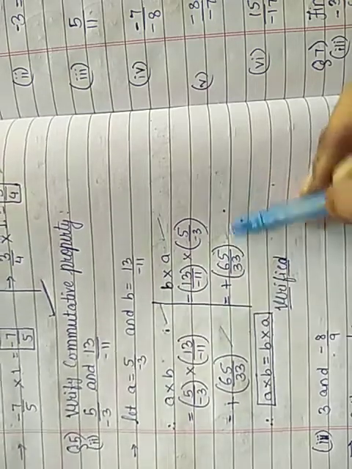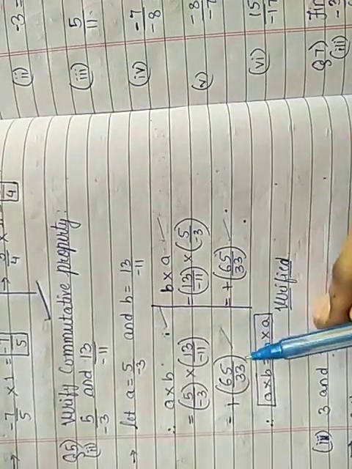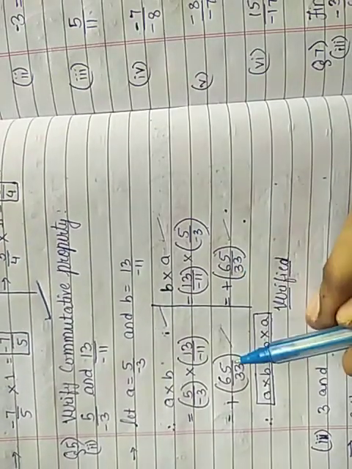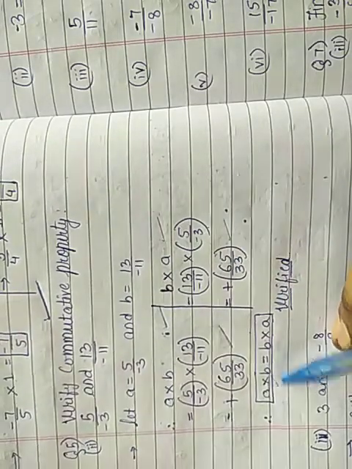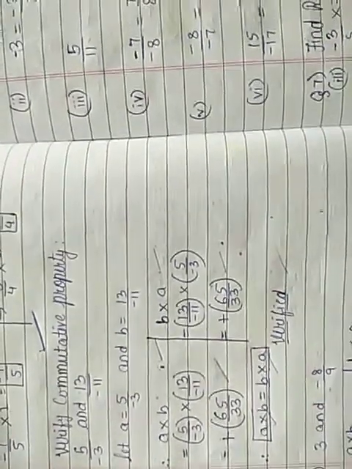So both ways separately we have calculated the answers, and after we get the final answer, then we compare the answers. Are they same? Yes, they are. So that is our final result. 65 upon 33 is equal to 65 upon 33. That means A into B is equal to B into A. Hence verified. The other sum is also solved in the same manner.